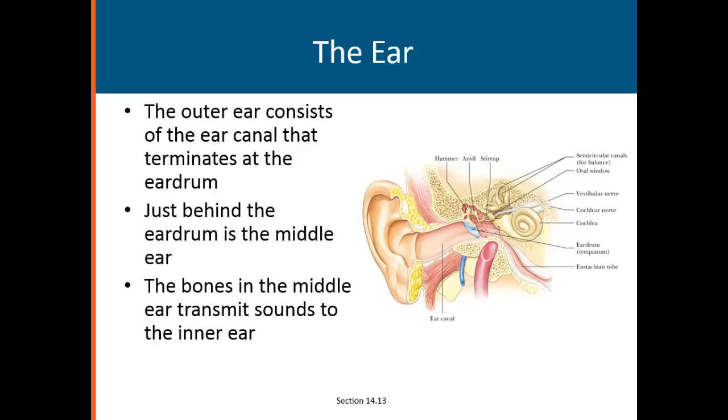Now what the eardrum does, it vibrates on the sound that comes into the ear canal, and it hits the hammer, and the hammer hits the anvil, and the anvil messes with the stirrup. That's the middle ear, just behind the eardrum. The bones in the middle ear transmit the sound to the inner ear. These bones around here and in here, they transmit the sound to the inner ear. Outer ear, middle ear, inner ear.